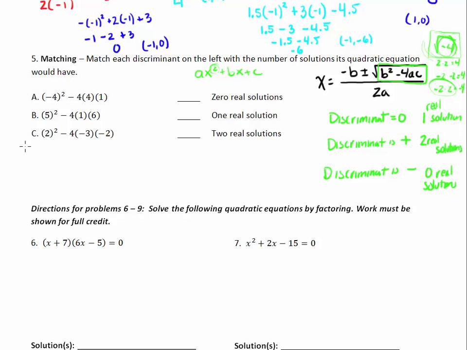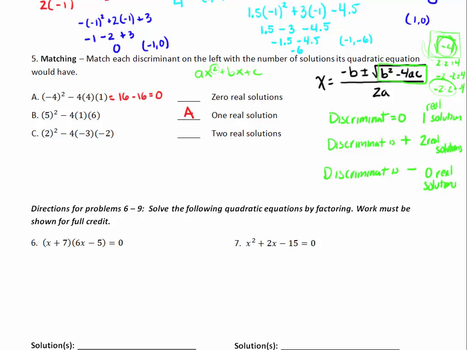So let's come over here now. Let's take a look at the first one. We have negative 4 squared. So I'm going to put equals right here. Negative 4 squared, that's negative 4 times negative 4, which is positive 16. Negative 4 times 4 is negative 16. Times 1 is still negative 16. So we have 16 minus 16, which is 0. So this discriminant came out to be 0, which means my original equation will have 1 real solution. So A has one real solution.